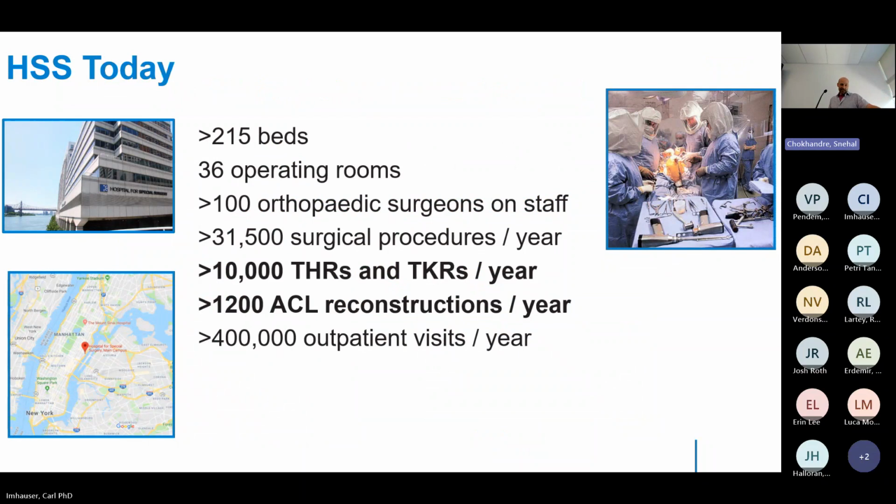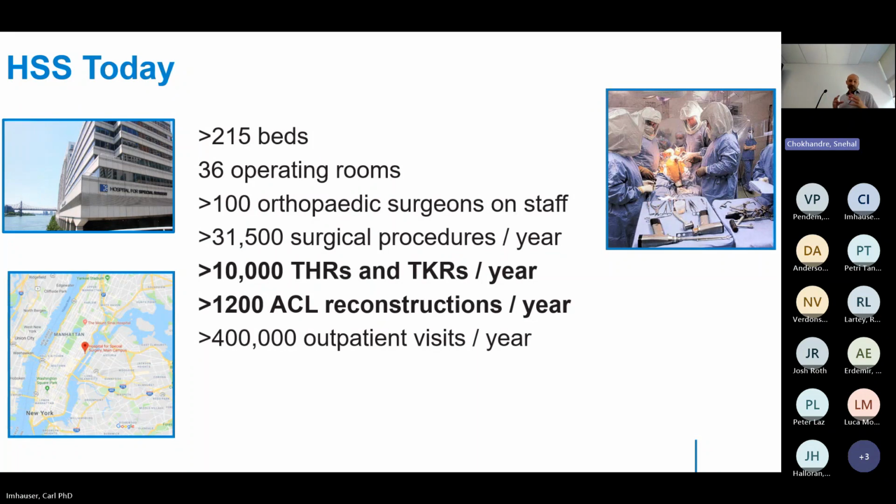So HSS today, these numbers are slightly outdated, but over 215 beds, 36 operating rooms. Most importantly, there are about 10,000 total hip and knee replacements done each year at the hospital, about 1,200 ACL reconstructions. One thing I always hear at the hospital is our volume is our value, but I also think you have to harness that volume to make it valuable. I think this might be an opportunity to do that more.